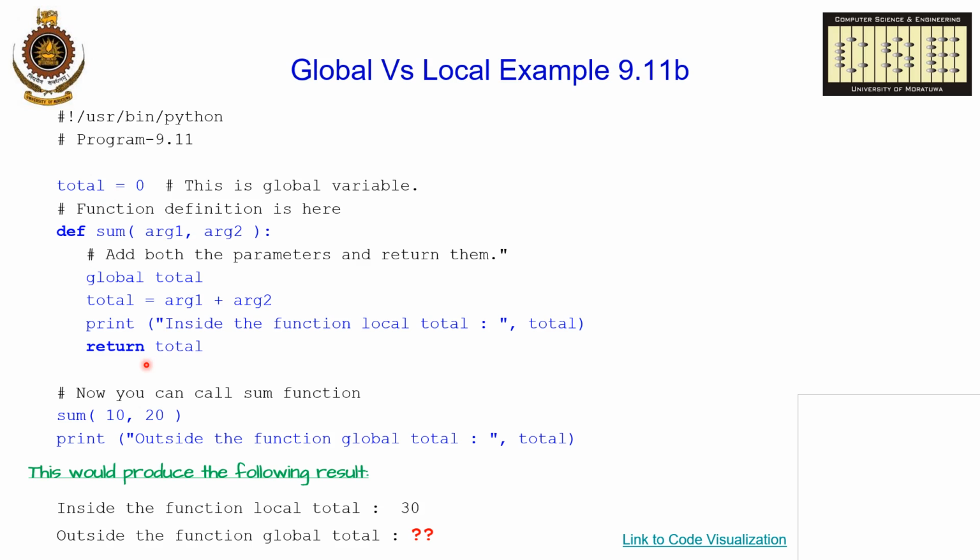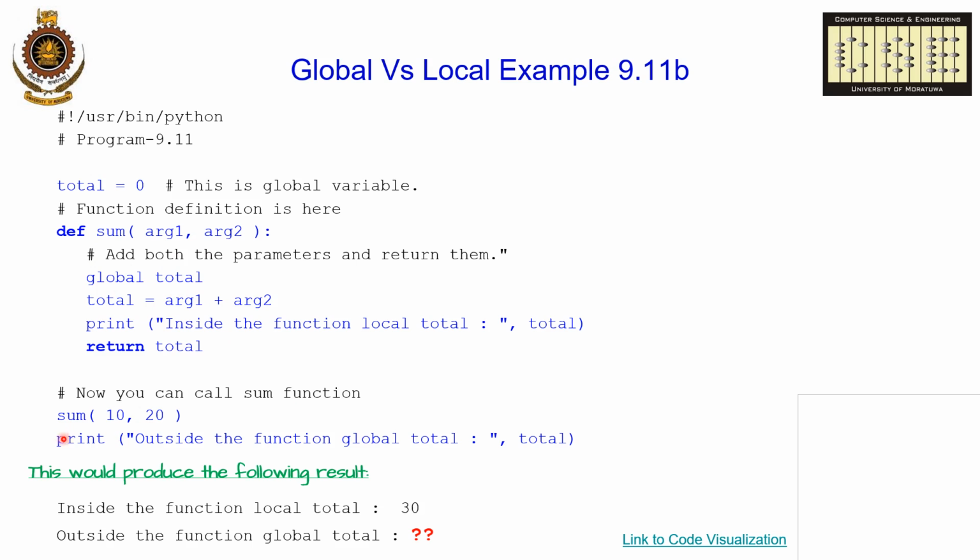Right, now what will happen? Inside the function it's still 30. We pass 10 and 20 to this function sum, so it's 10 plus 20, which is 30, so total gets 30. Inside the function, the local total here is 30, so it prints 30. However, globally it was defined as 0, but we write to the global variable here.